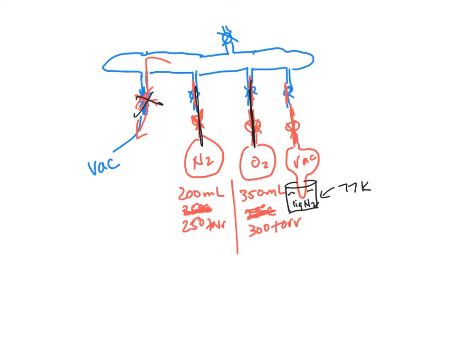So then the next step is to close this stopcock. Whoops, close the stopcock right there. And then take off the dewar, let it warm up, and then all the gases are going to reappear as they're melting out of the solid phase. So in the end, you've got a mixture of N2 and O2.